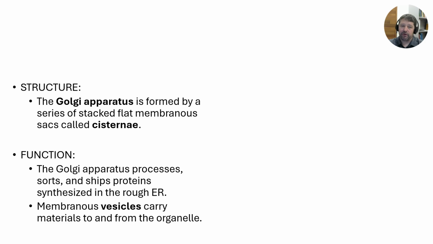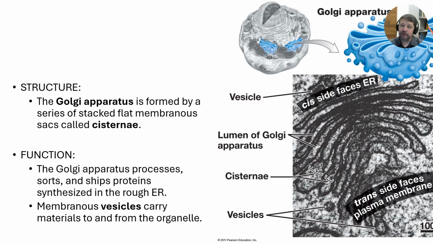But the purpose of it is really to ship things, most of the time proteins, to different parts of the cell. And vesicles will carry out that deal. So you have the rough ER, sometimes the smooth ER, and they're going to send these vesicles into the Golgi apparatus. And so things enter what we call the cis side.